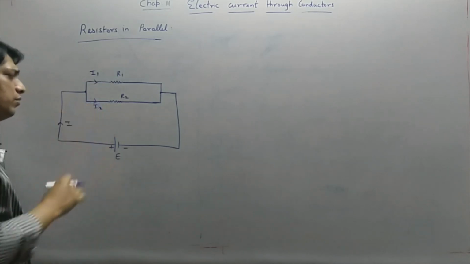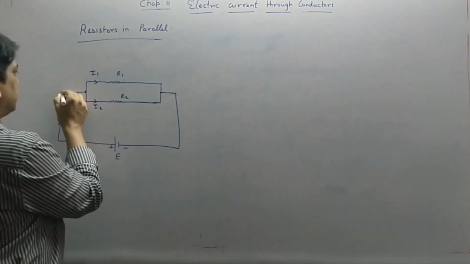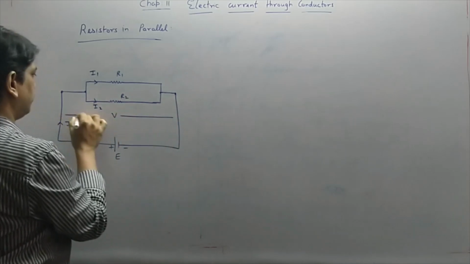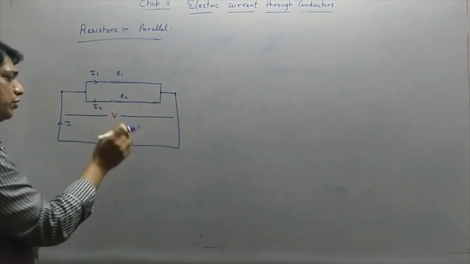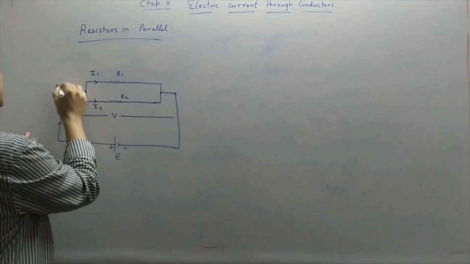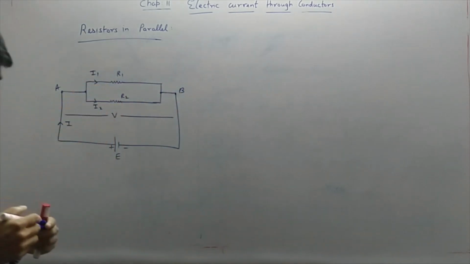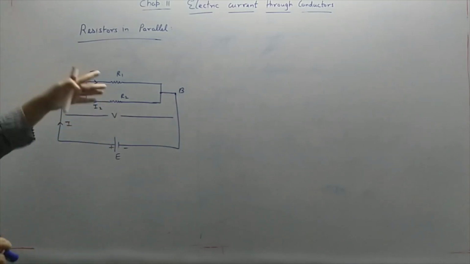Already, students, you have done this in lower standard, in 9th or 10th. And what will be the potential drop across this? The potential drop across both will be the same, because they are the common points. The potential drop given by the battery will be the same across these points, suppose A and B. But what is different is the current. The current flowing through R1 and R2 is different, as the resistors are different.